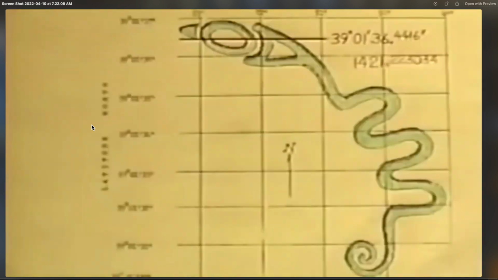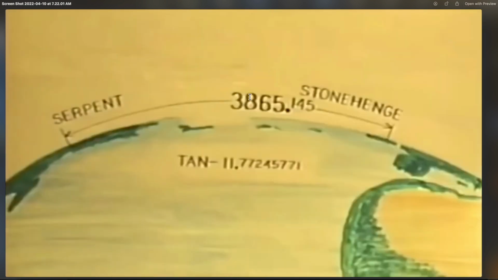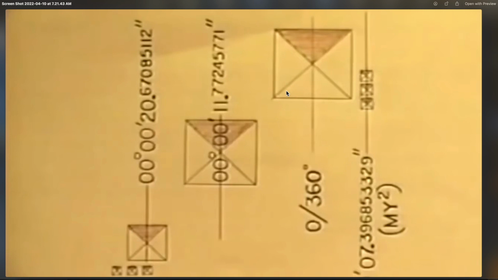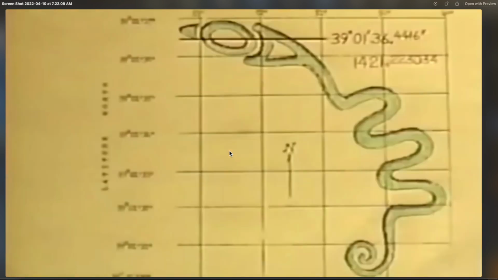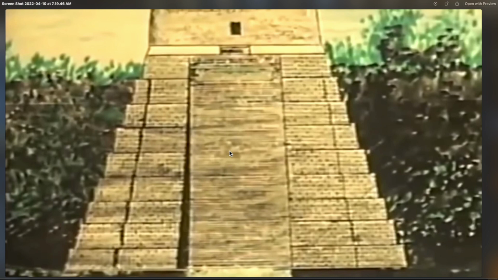This guy. Okay, so the Serpent Mound in America, which we don't really know about or care about because we don't know anything. The Serpent Mound in America is 3,865.145 miles away from Stonehenge. And the tangent of that distance is the exact position of the second pyramid. That's awesome. So anyway, hope y'all like that one.